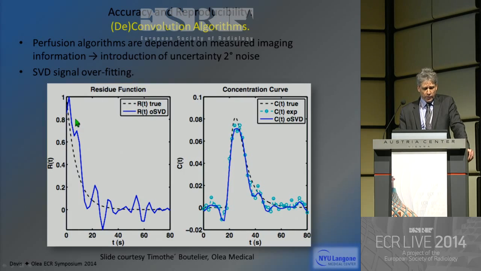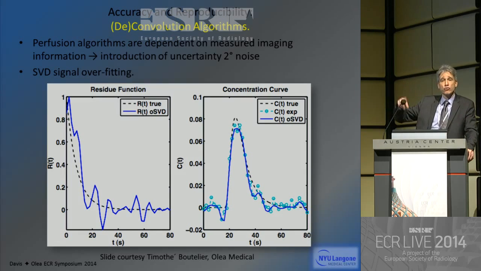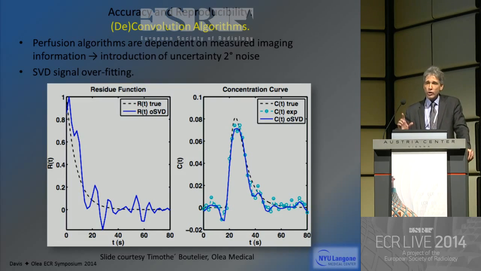This blue dotted line is a phantom, digital data. This is digital data, phantom. And the blue line is the singular value deconvolution that you receive. And we can see that these singular value deconvolutions oscillate around the true values. So that when you measure the curve, it's a little bit short, that concentration curve. And that's because these singular value deconvolution methods are sensitive to noise.